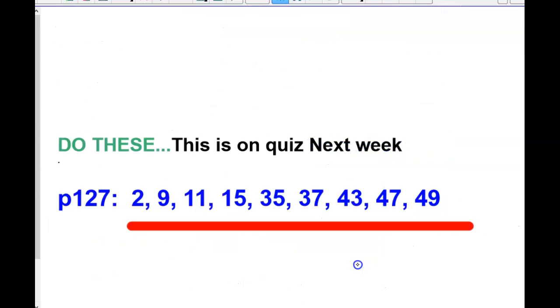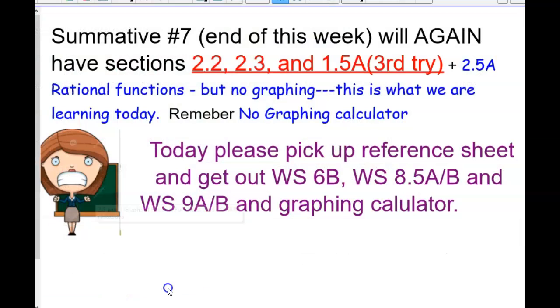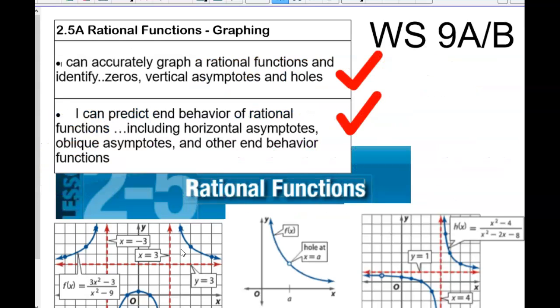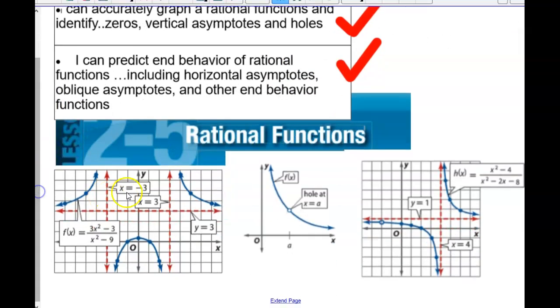All right, so your homework last night was to do these 9 questions. Please make sure you're working on those, because 2.4 is a section that I'm worried about on the next quiz. It's not on this quiz yet. All right, so today we're going to work on graphing rational functions. So rational functions mean that there's basically a polynomial on the top of another polynomial. Rational means can be written as a fraction.